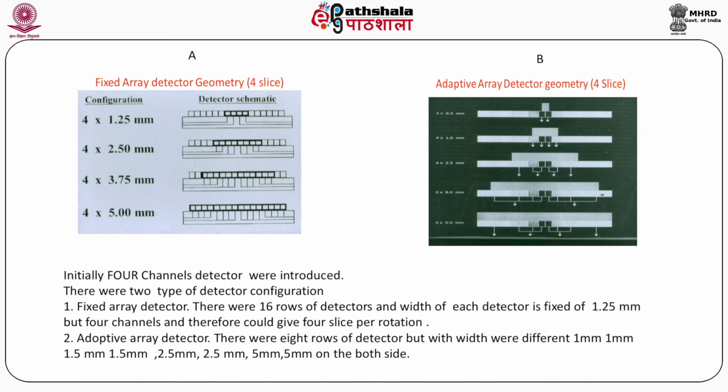In fixed array technology, detector width used to be fixed. Let's say for a Wipro GE scanner, they had 16 rows of detectors, and the width of each row of detectors was 1.25 millimeter, and there were 4 channels, so it could acquire 4 slices per rotation. The number of rotations increased from 1 rotation per second to about 2 rotations per second, and now it is 3 rotations per second. So the speed of X-ray rotation was increased.